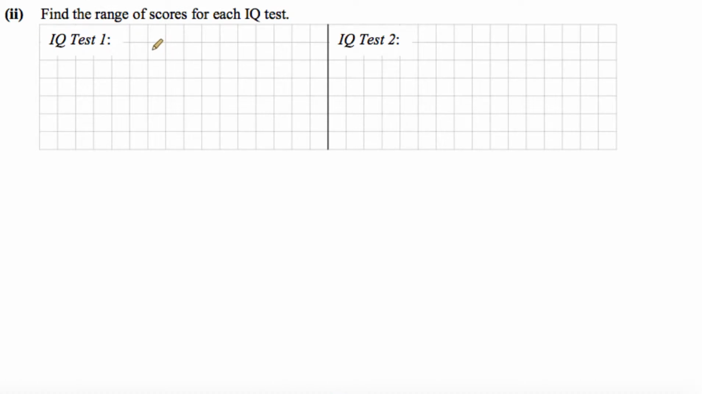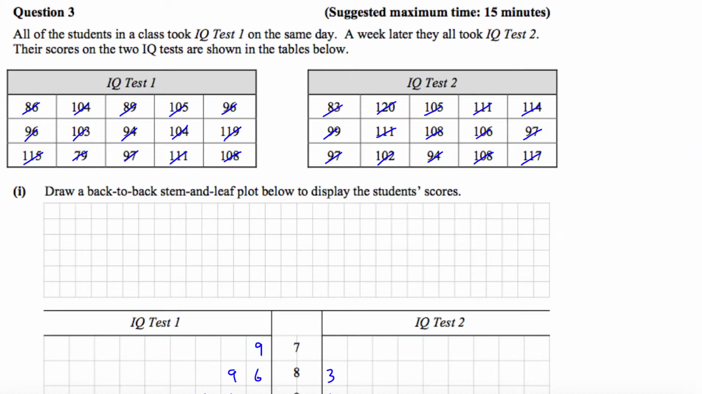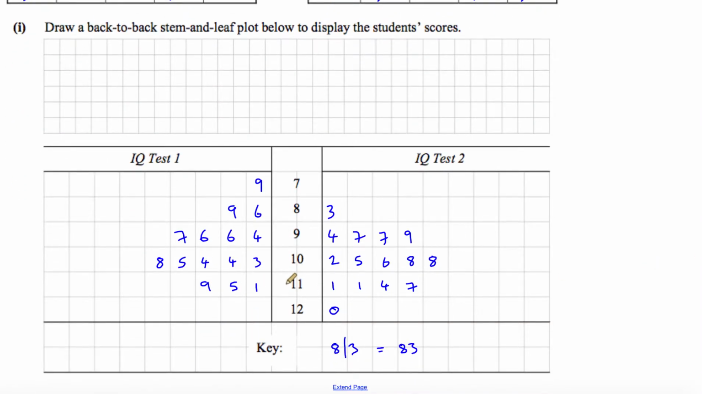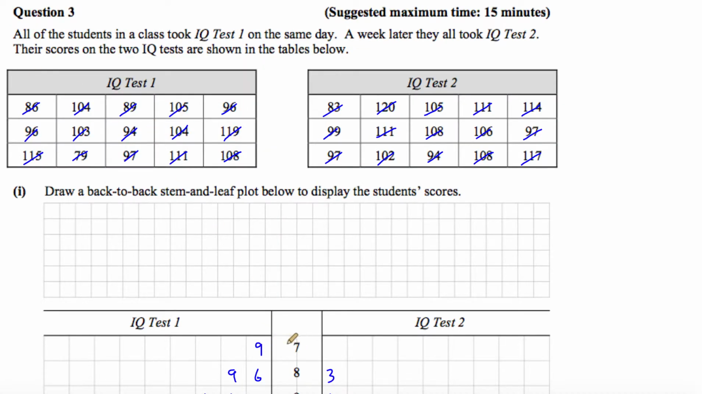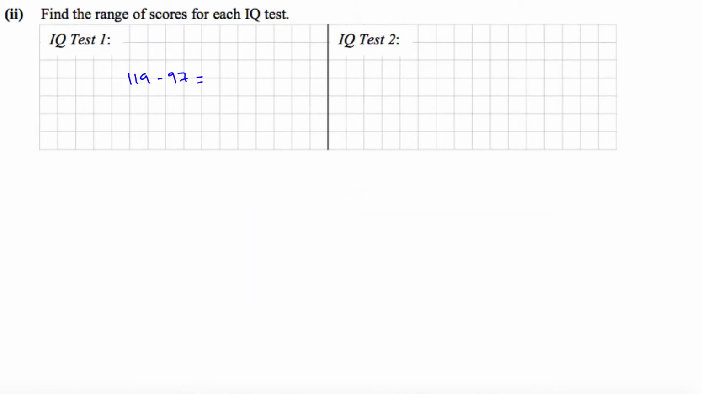Part 2 then says find the range of scores for each IQ test. Well, the range is the largest value, subtract the smallest value. So for IQ test 1, you've got 119 minus 97. Sorry, not minus 97, that's actually minus 79. Be careful there, 79. Minus 79, that gives me an answer of 40.